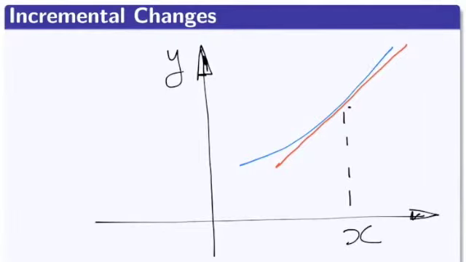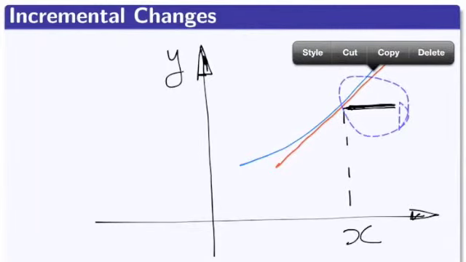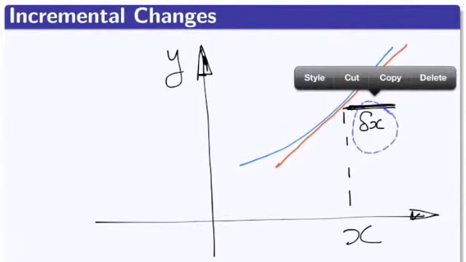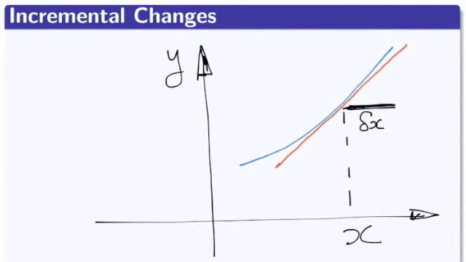Now let's consider an incremental change in x about the point x. The incremental change in x will be denoted as delta x. And when x changes by an amount delta x, the y value changes by an amount delta y. So the vertical distance that we see here is the incremental change in y.